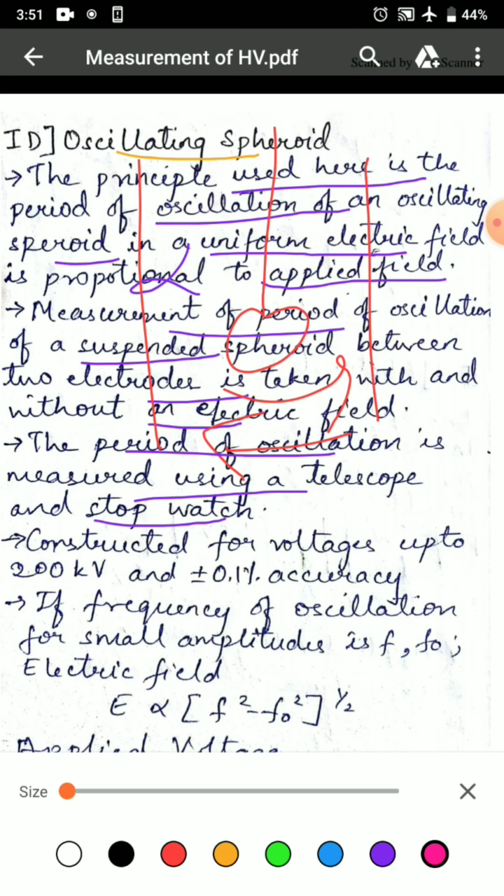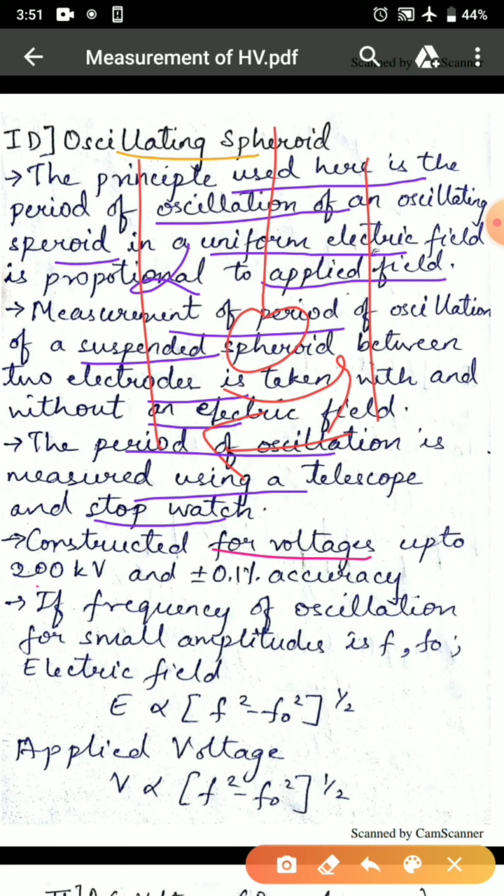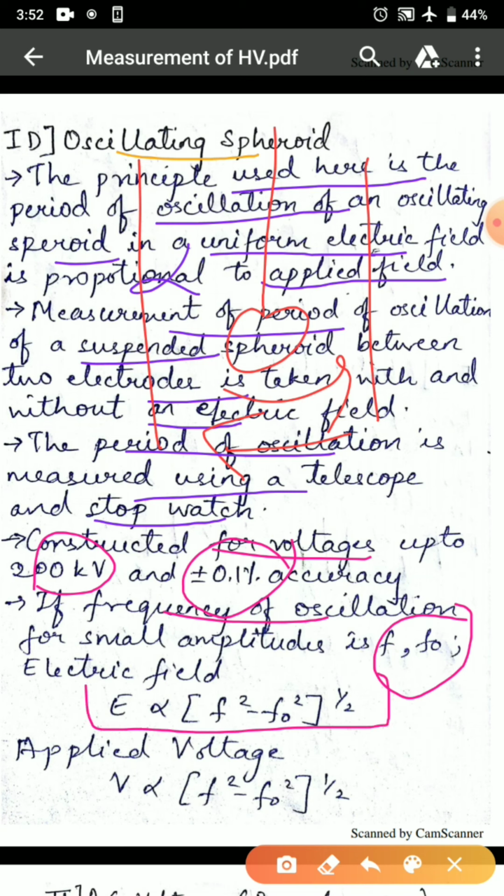It is constructed for voltages up to 200 kilovolt with an accuracy of plus minus 0.1%. If the frequencies of oscillation for small amplitudes are f and f0, the electric field applied can be given as E is directly proportional to (f square minus f0 square) to the power half. Applied voltage can be given as V is directly proportional to root over f square minus f0 square.